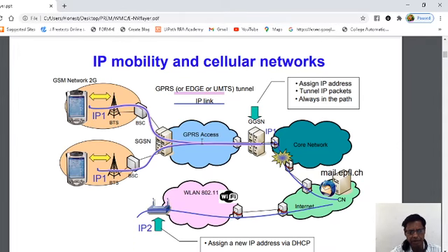GPRS is the General Packet Radio Service. Through the internet it accesses the core network. So the mobile communicates with the BSC or SGSN, or through the internet it connects with the network, so that we are able to send and receive mail, talk, and send and receive SMS.